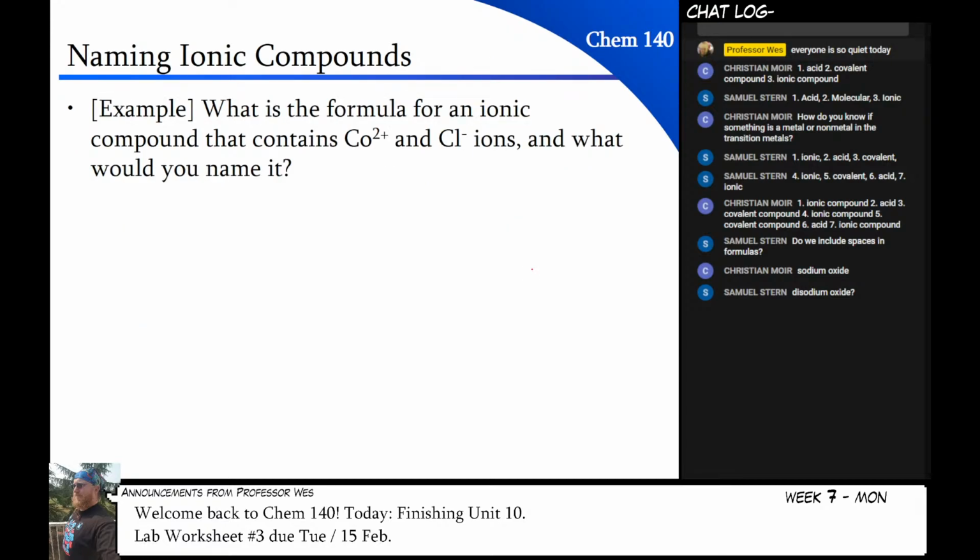All right. So now let's put it all together. Let's suppose that you had an ionic compound and you knew it contained these two ions. The first thing that I want you to do is put these together into a formula and tell me what that formula is. And then I want you to tell me its name. So type the formula to the best of your ability in the chat and then name the compound that forms. And I'll give you 2 minutes.